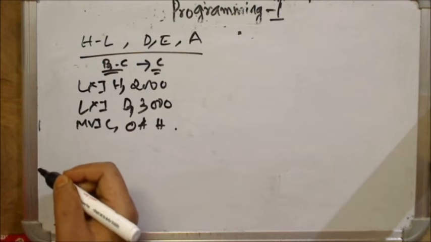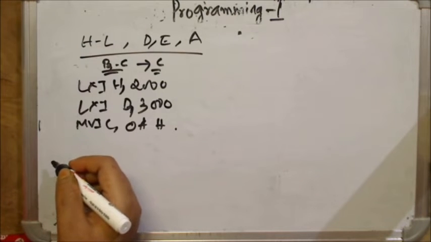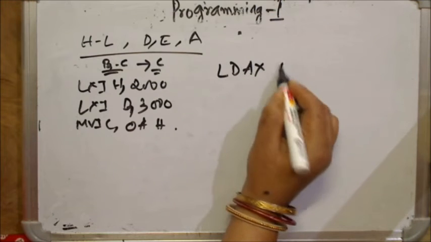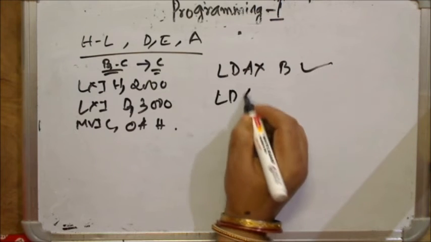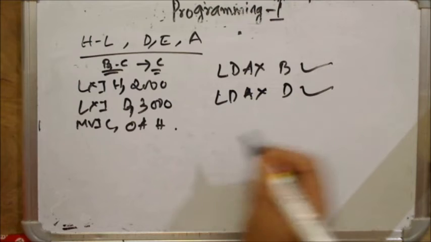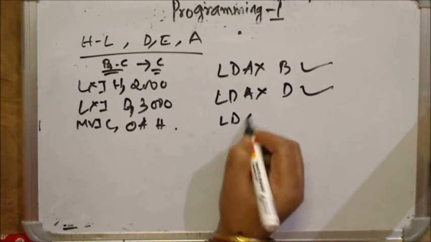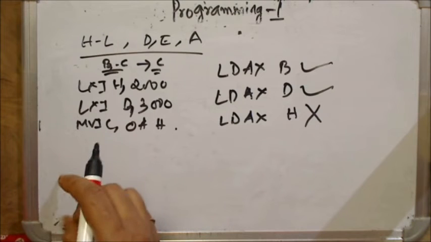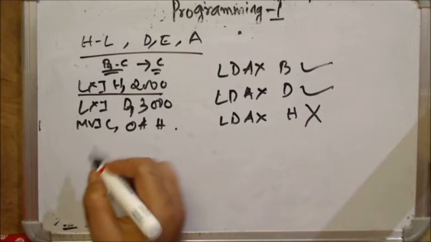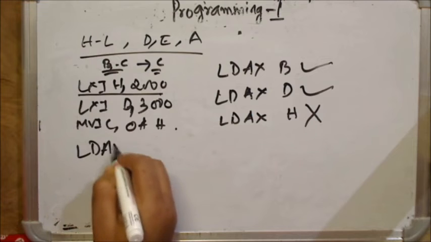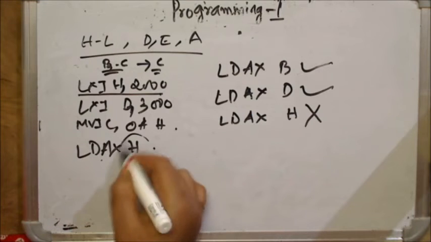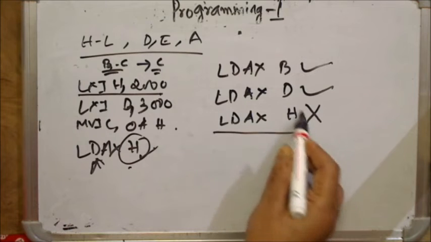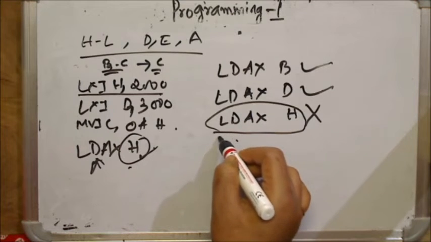Fine. Now LDAX B would not become LDAX H. Understood? LDAX B is allowed. LDAX D is allowed. Then LDAX H is not allowed. LDAX H is not allowed because if you initialize LXI H, the next instruction would be LDAX H, right? To load the data of HL pair into A, right? But here LDAX H is not allowed. Why?